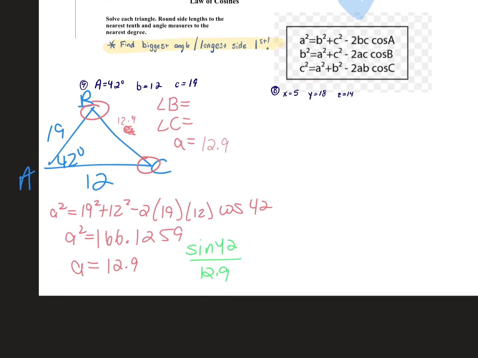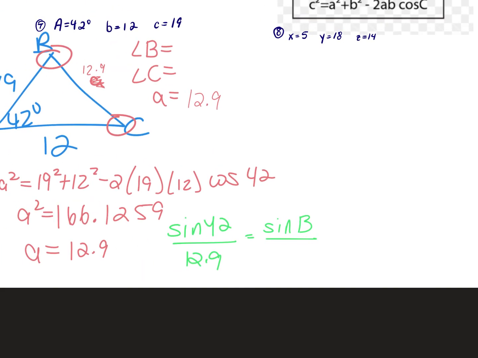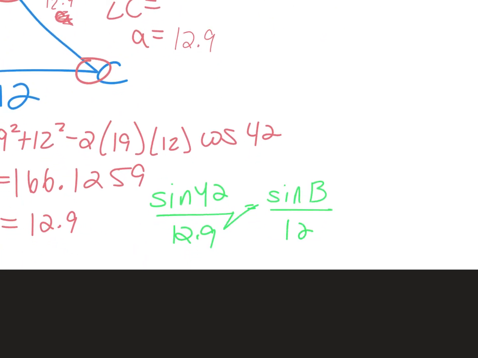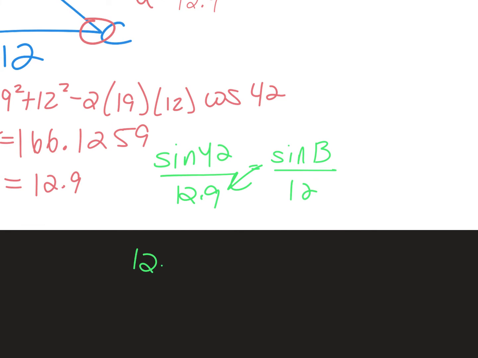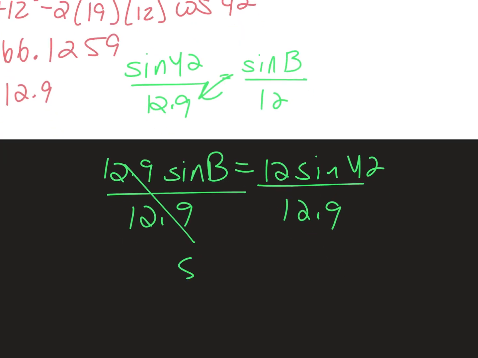And then what angle are we going to find? Okay, you want to find B? That's fine. So sine B over what? 12, okay. So cross multiply, you get 12.9 or 13, whatever you guys put, times the sine of B equals 12 times sine 42. Divide by 12.9.